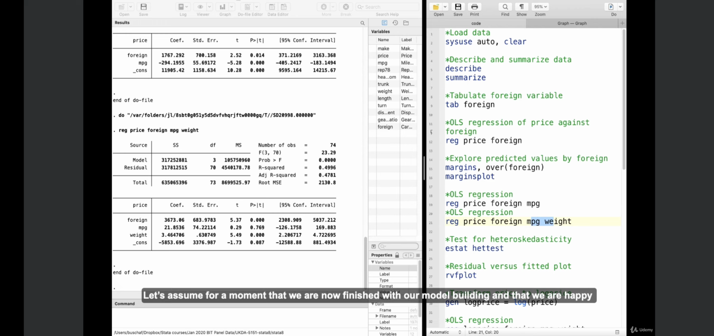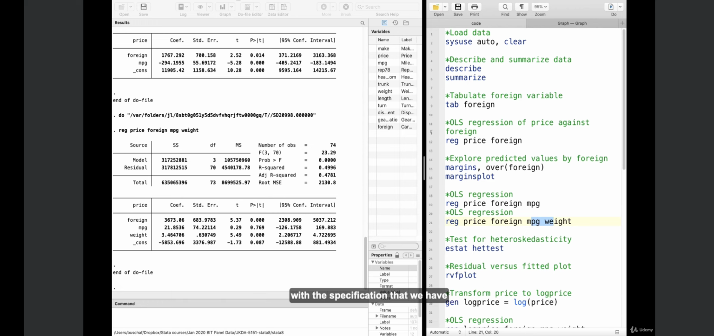Let's assume for a moment that we are now finished with our model building and that we are happy with the specification that we have. The next step is usually to perform some diagnostic statistics, especially in relation to the Gauss-Markov assumption discussed in the previous session. Unfortunately, the exogeneity assumption cannot be tested and can only be inferred via adding other variables to the model, as just shown, or by resorting to theory. We can, however, test the homoscedasticity assumption. So let's go ahead and do that.